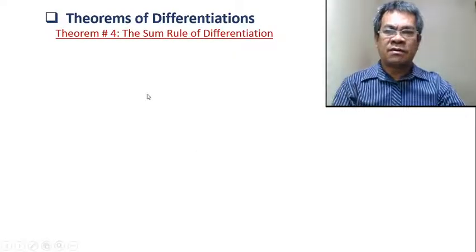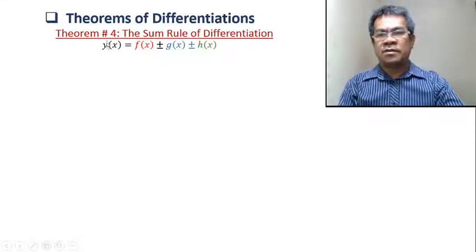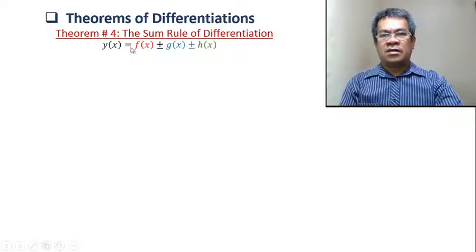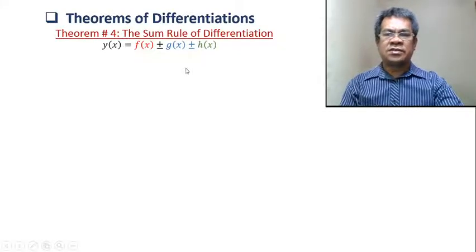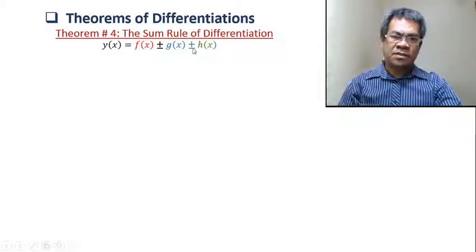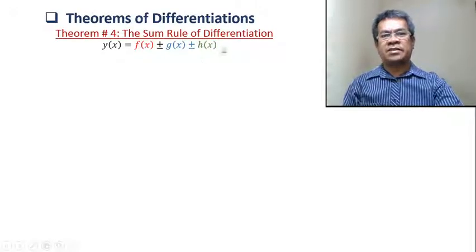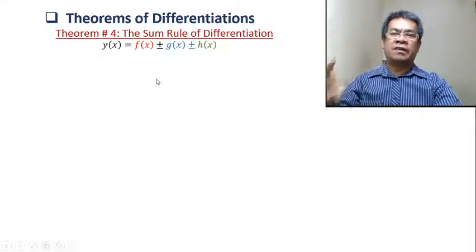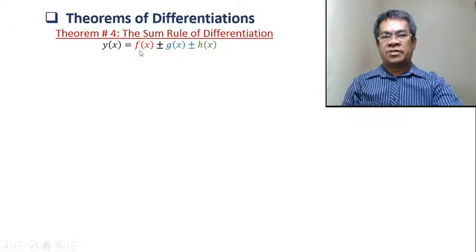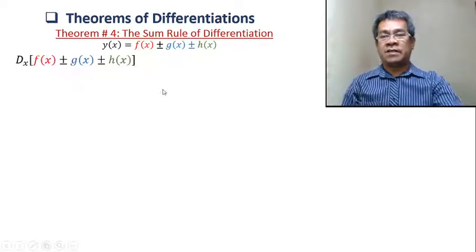Our function is y, which is equivalent to a function of x, plus or minus another function, g of x, plus or minus another function, and so on. Now how will you obtain the derivative of a function which is in the form of plus or minus of functions? To do it is very easy, no?